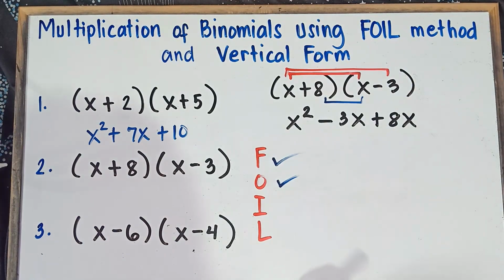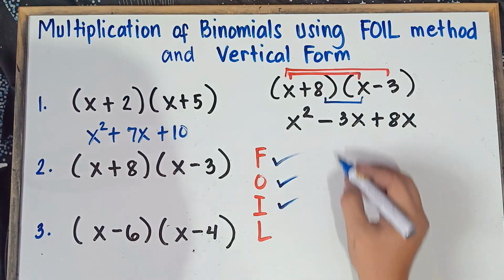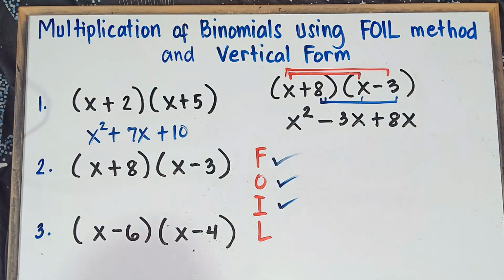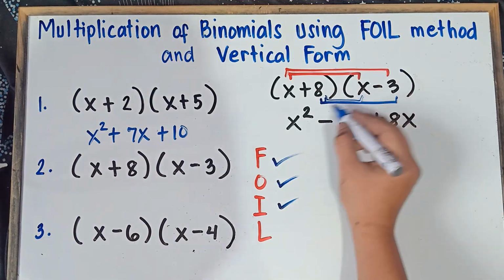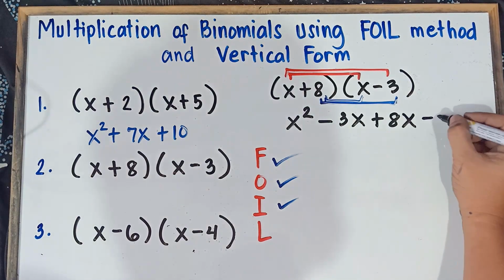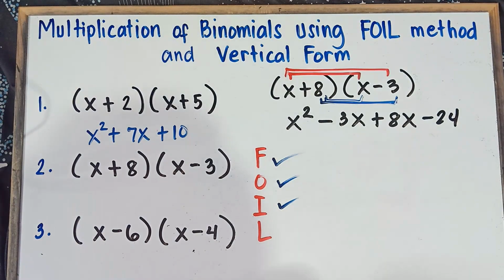Alright, and then last, so we're done with inner. And then last, positive 8 times negative 3. What would be the answer, class? Positive 8 times negative 3. That would be, what's the answer, class? That's correct, that would be negative 24. So negative 24. So we're done with last.